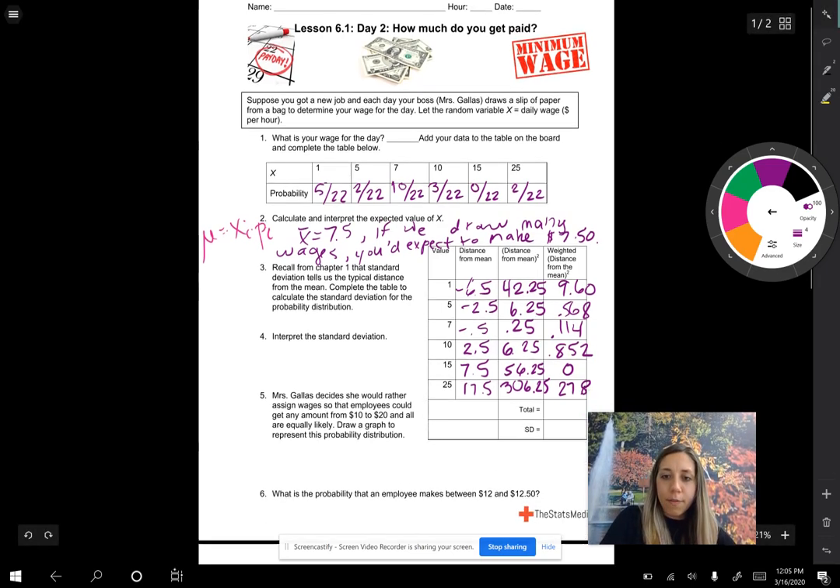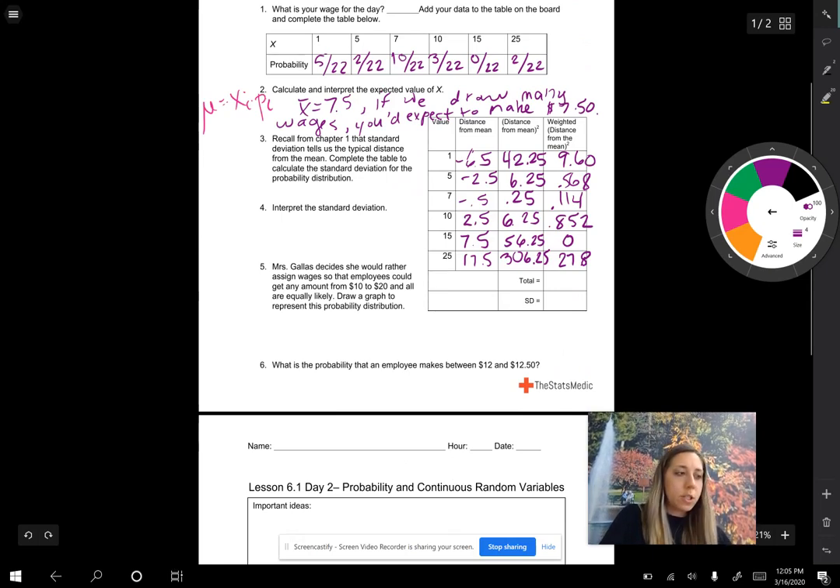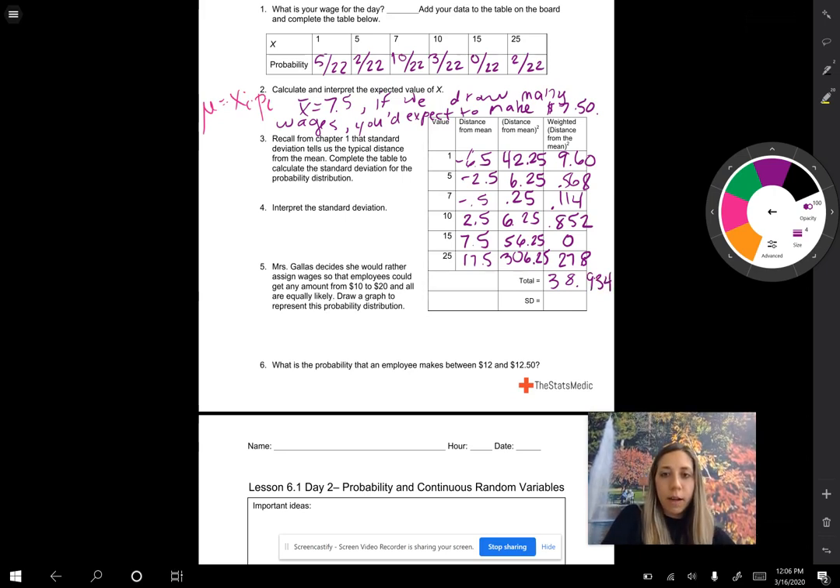And then from there, we need to add those all up. Similar to that typical standard deviation formula, you add those all up, which is 38.934, which technically would be our variance. You want to square root that to get your standard deviation, which is 6.24.